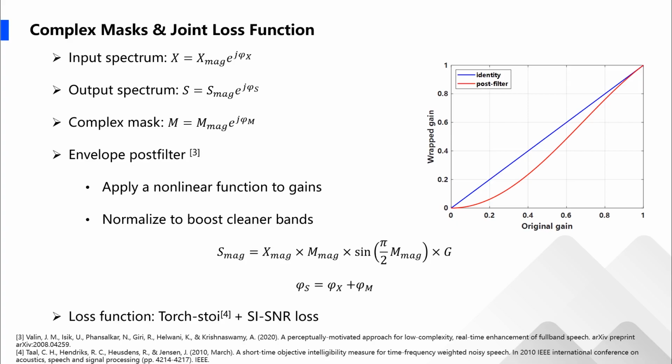This is inspired by the postfilter for speech codecs. The idea here is to apply a nonlinear function to the gains related to the magnitude maskers we compute. Then we normalize the results to boost clean bands. The figure on the right shows the function that we apply. The red line shows that for very low gains, we actually further decrease the gain, whereas for higher gains, we essentially leave them as is. The blue line shows the identity function.